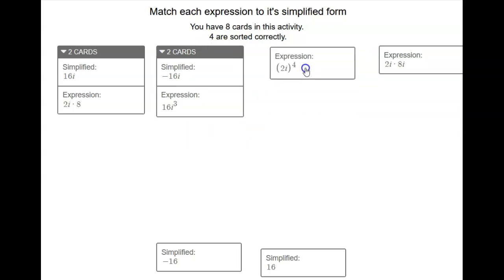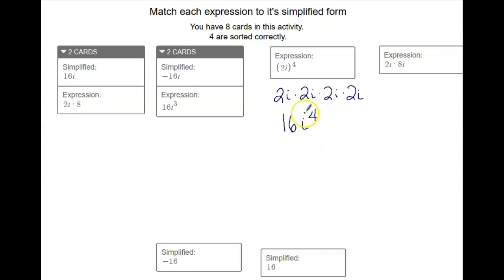The next one that we can look at right here, we have 2i to the fourth. Well, really this is saying 2i times 2i times 2i times 2i. So 2 times 2 times 2 times 2 is 16. And i times i times i times i is i to the fourth.